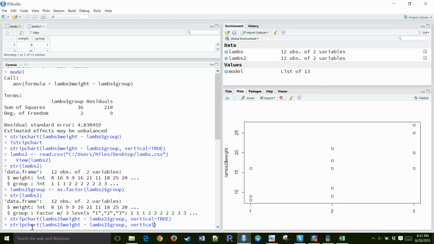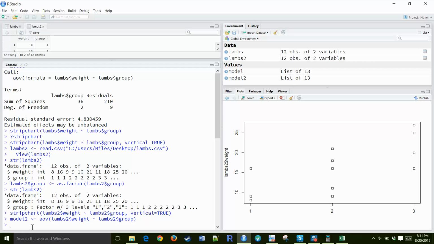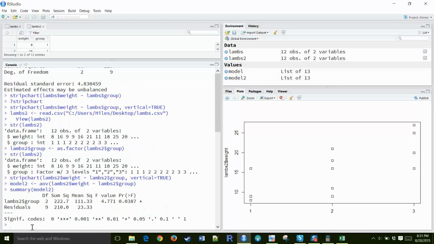Triple star means it's significant at the 1 in 1,000, 0.1% level. Double star means it's significant at the 1% level. Single star is significant at the 5% level. Dot is significant at the 10% level. So you get little codes here. This says, even though you only have 4 data points in each group and a total of 12 data points, we found something statistically significant.